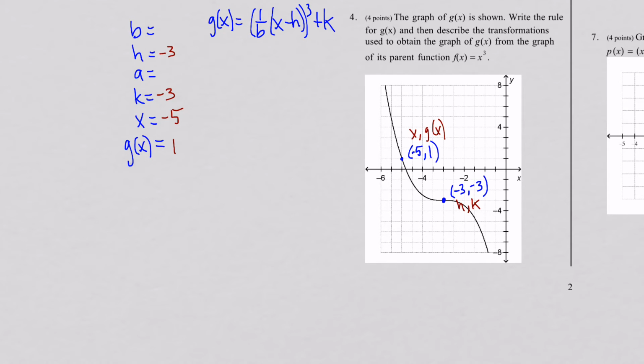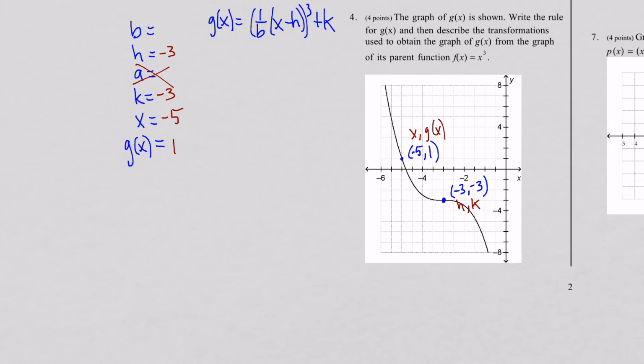So my H and my K value are the same. My X and my G of X values are the same. But in this case, what I'm going to do is cross out A. We don't care about that one. We're going to solve for B. And also, this is the form we're going to use, right? We don't care about A. We care about 1 over B, which is inside of the parentheses. So the steps are the same.